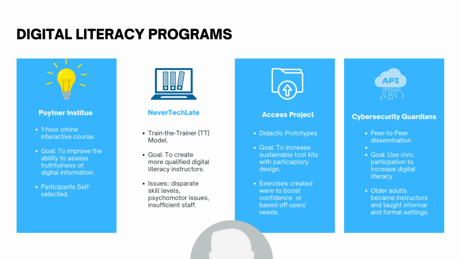So next up is the cybersecurity guardians. This tried to teach digital literacy through peer-to-peer dissemination. So their goal was to use civic participation to increase digital literacy, and this is by teaching a select group of 12 older adults some core competencies when it comes to this, and then making them instructors, and then they would talk to their peers or teach informally or in formal settings and just generate discussion among the community.